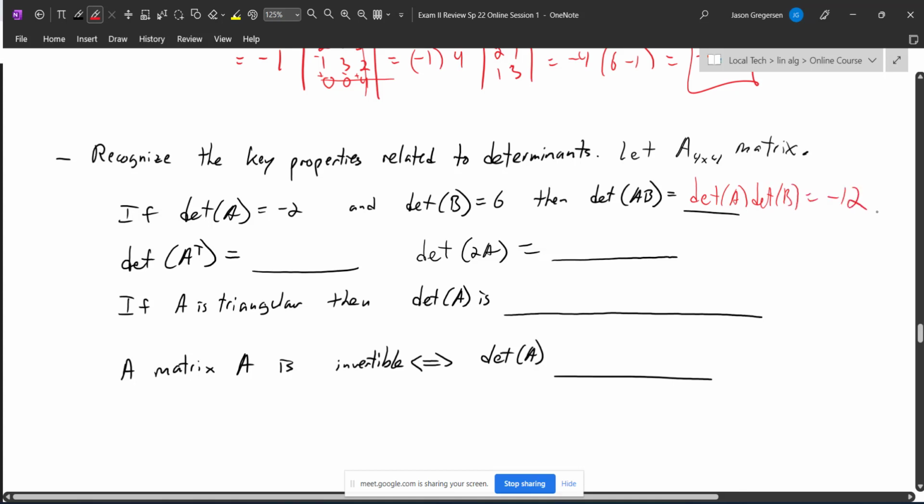We have a property that says the determinant of A transpose is just equal to the determinant of A. Remember, the transpose just flips the rows and columns, and since I can expand along any row or column to calculate a determinant, the value should come out the same.